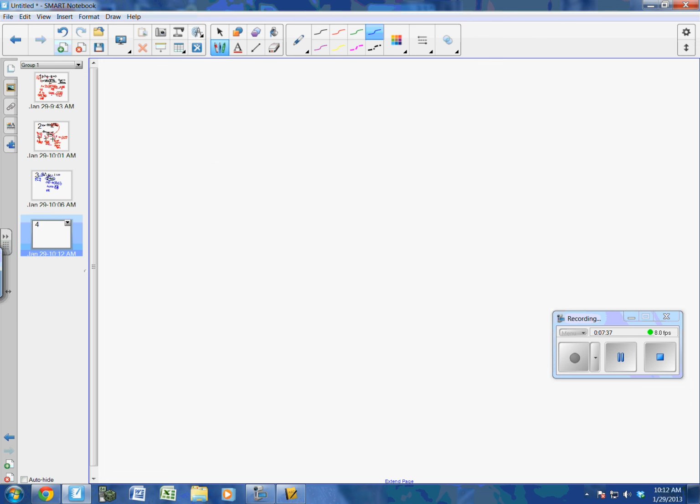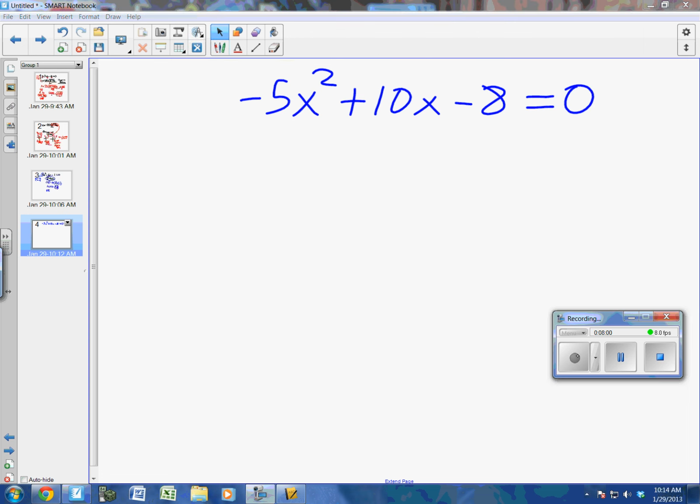Here we go. Next one. Negative 5x squared plus 10x minus 8. Okay, I want you to find the discriminant. Tell me whether there's 2 real, 1 real, or 2 imaginary solutions. These guys say it's negative 60.